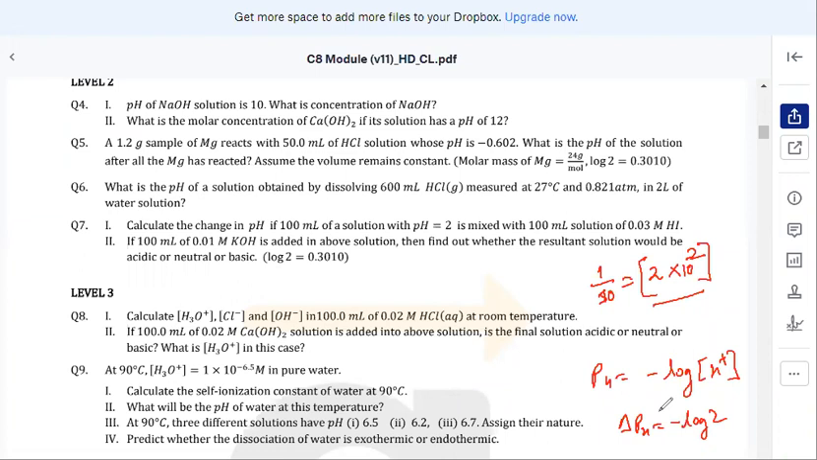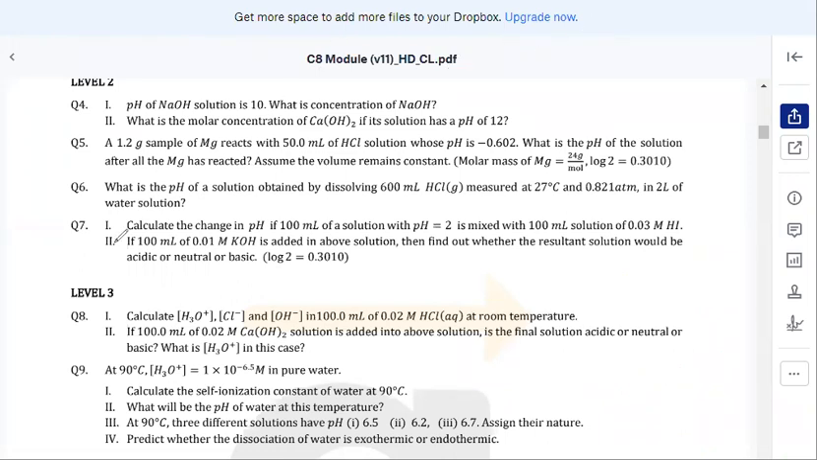Okay, very good. So can you solve question number 7, second part? It's the same as that. Try to solve 7th second, okay? Okay, let's see. Yes, I got one answer.